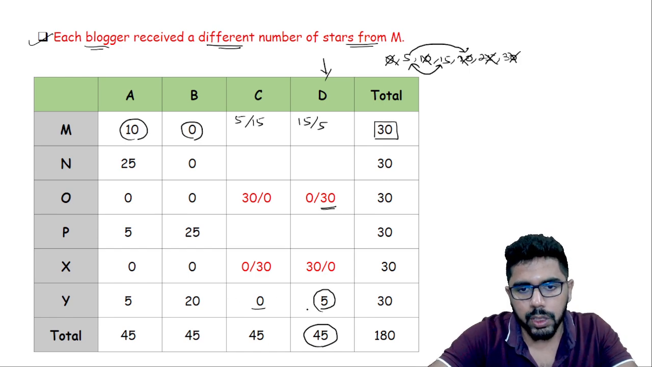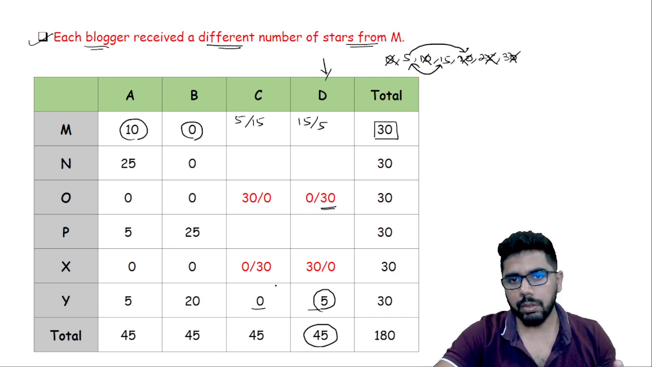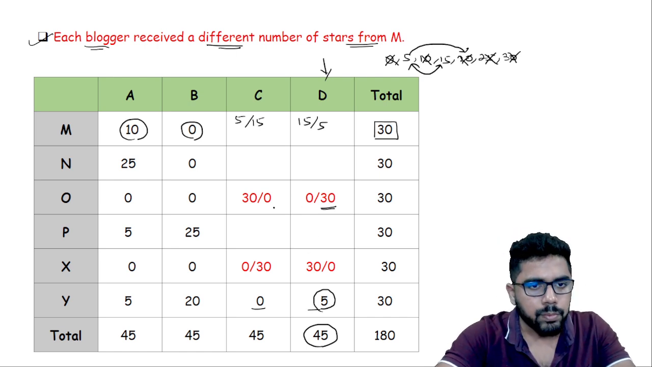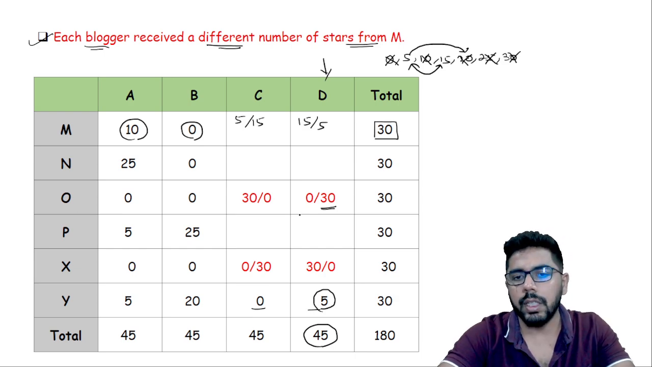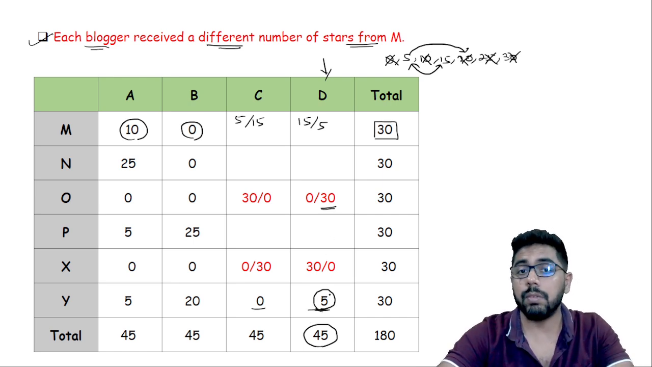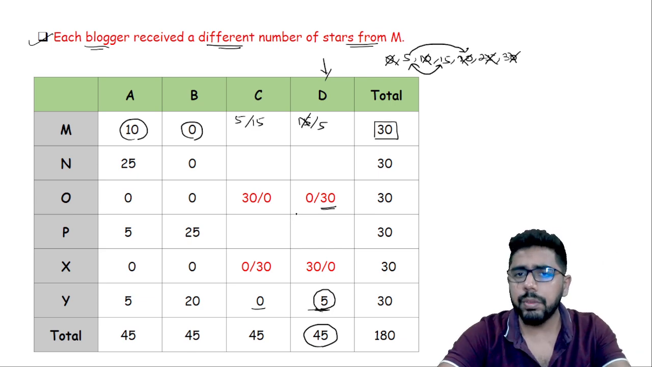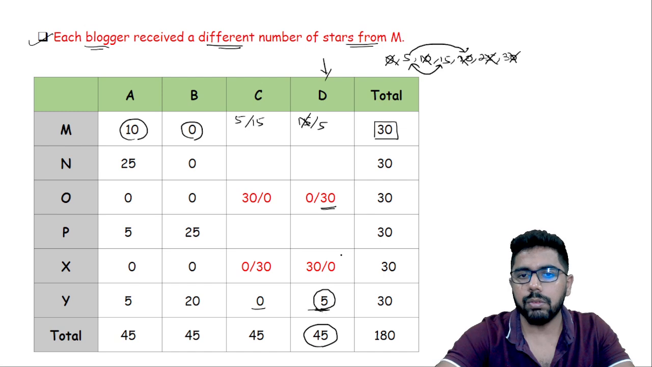So here, as we were discussing, D will have a total number of stars, that is 45. One of O and X is going to give 30 and already D has 5. So 30 plus 5, it is 35. So I can't take 15 now because 35 plus 15 will be 50. But D should have 45. So D is supposed to have 5 stars now.